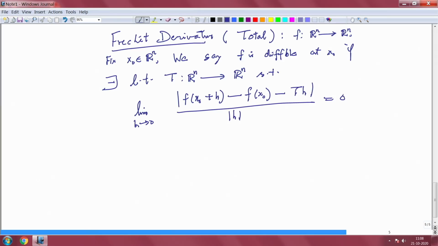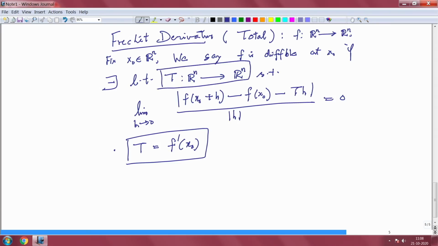So, the Frechet derivative is a linear transformation. In this case we denote T as the derivative of f at x naught. It is a linear transformation, not a value as such. In one dimension you eventually represent it as a value, but it is a linear transformation from R n to R n. You can prove some simple exercises or study more about it: if T exists, it is unique.